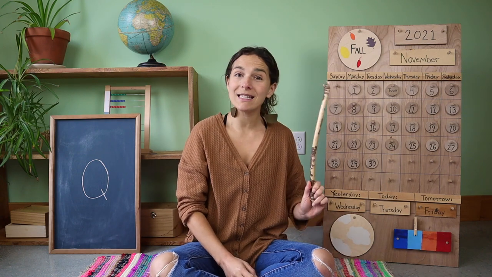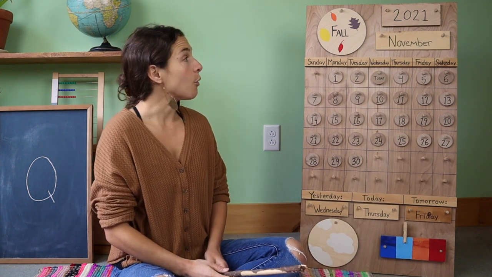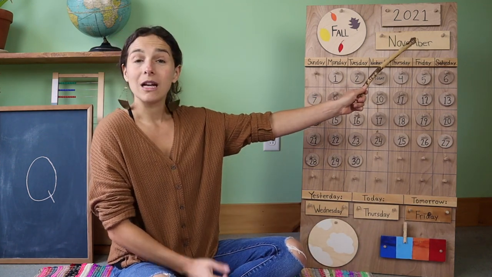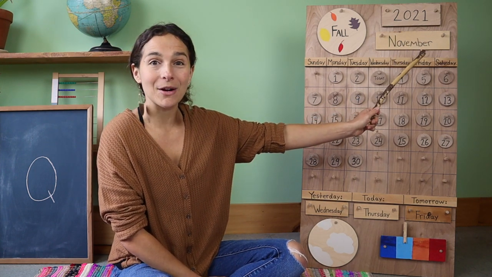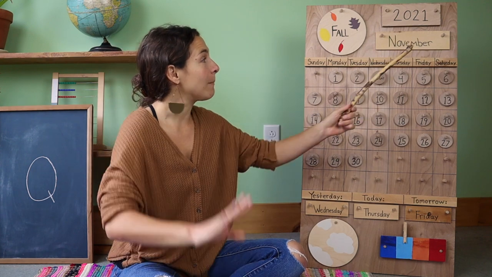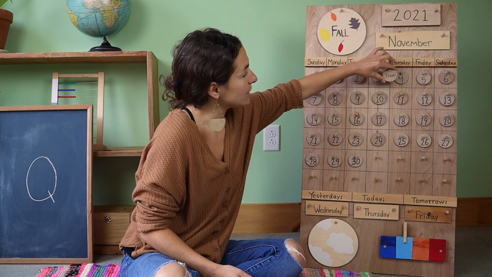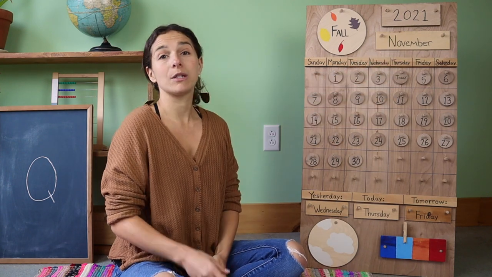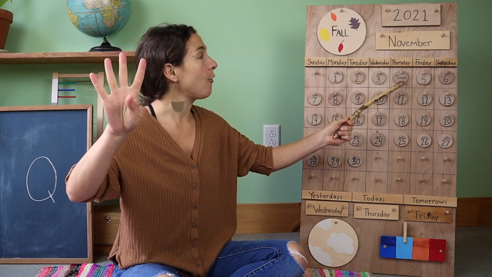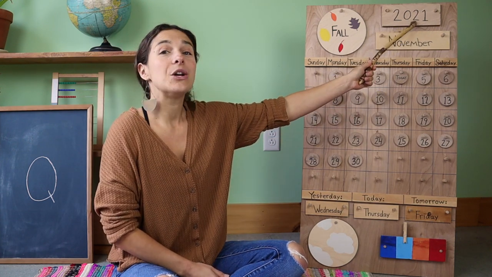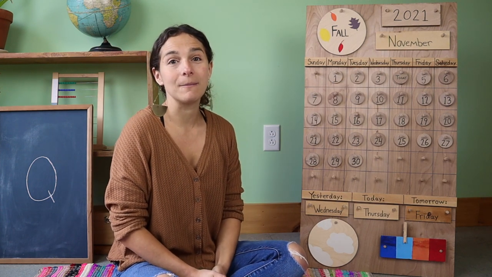Let me grab my pointing stick, and let's go over the date together. Earlier this week, we started a new month. Do you remember what the month is called? November. Today is November 4th. Let's move the chip over from yesterday. Yesterday was November 3rd, and today is November 4th. And the year is 2021, but you can also say twenty twenty-one.